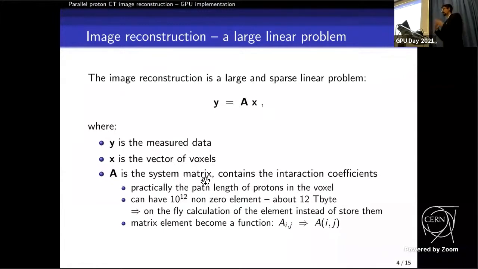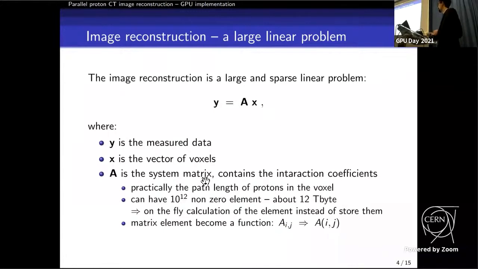Some words about the size of this problem: the number of voxels can reach 10 to the 7, and the number of measured protons can reach 10 to the 9. So the system matrix itself is even huger. We cannot use techniques like the pseudo-inverse to solve this problem, as it would run forever.